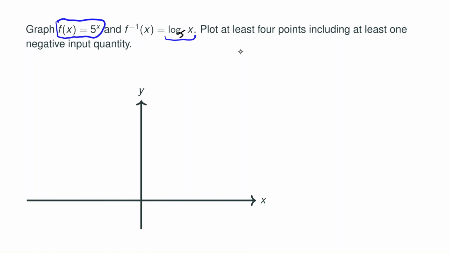So first, let's do f of x here, which is 5 to the x. Right, so if x is negative 1, we'll get 5 to the negative 1 power, which is 1 over 5. When it's 0, anything to the 0 power is 1. When it's 1, we get 5. When it's 2, we get 5 squared, which is 25. So let's plot these 4 points.